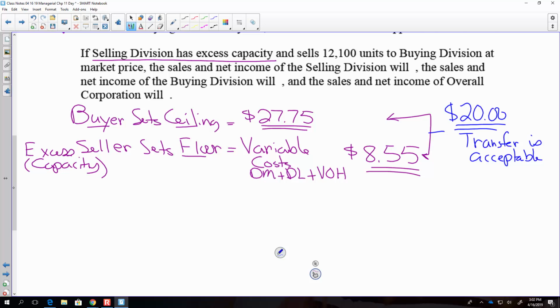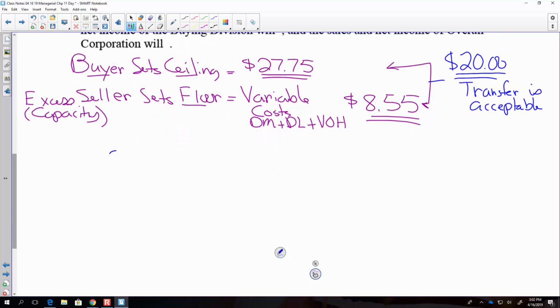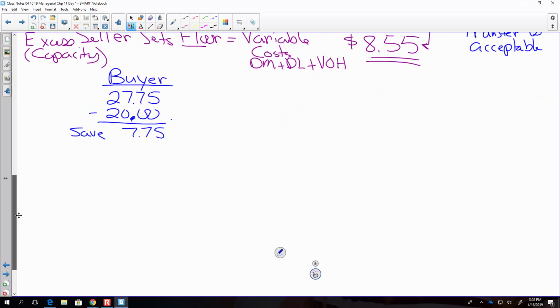So how much does the buyer save by doing it at 20 versus 27.75? So I'm doing the buyer here. I was at 27.75. I can now get the parts at 20. I save, right, 7.75 times 12,100 units. This is a whole lot of ching. I didn't quite make 100,000. $93,775 is saved for the buyer.